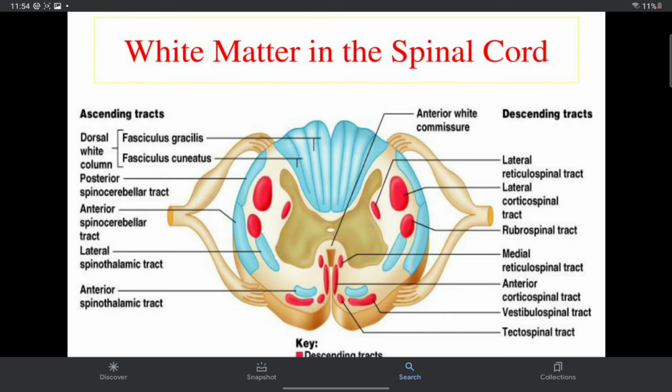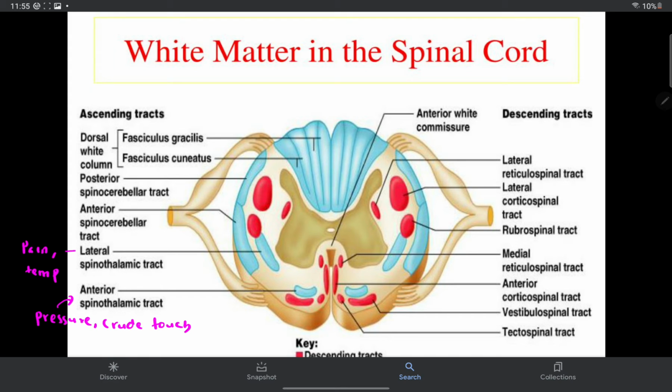Now about the ascending or the sensory tract. The very primitive sensation is the pain and temperature. It is carried by the lateral spinothalamic tract, spinal cord to thalamus, the pain and temperature, and the pressure and the crude touch, these sensations are carried by the anterior spinothalamic tract.